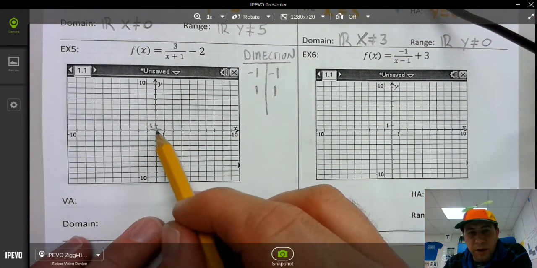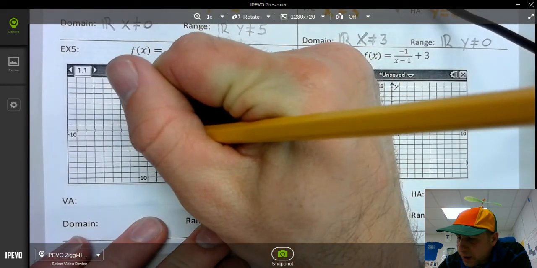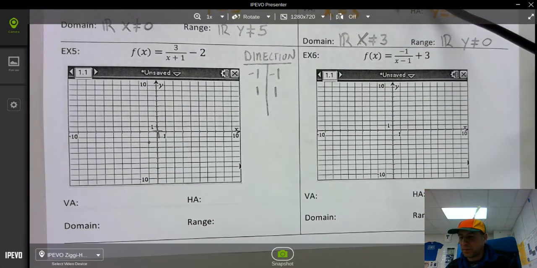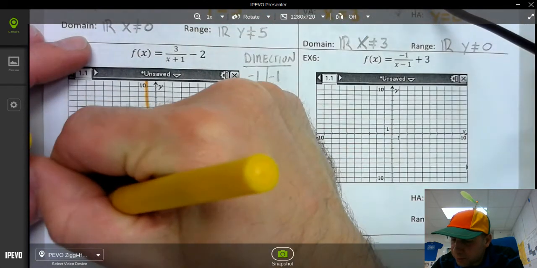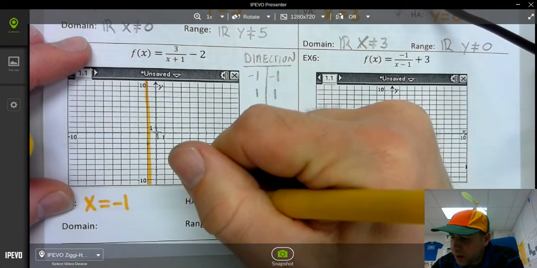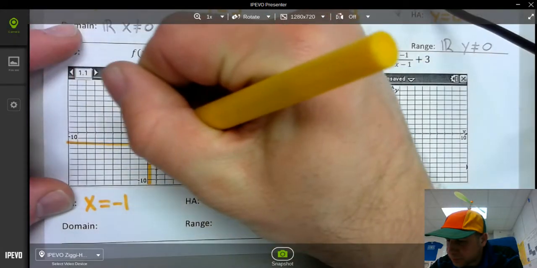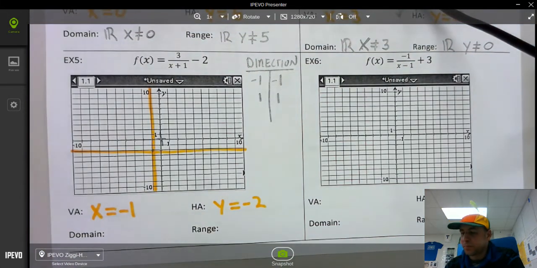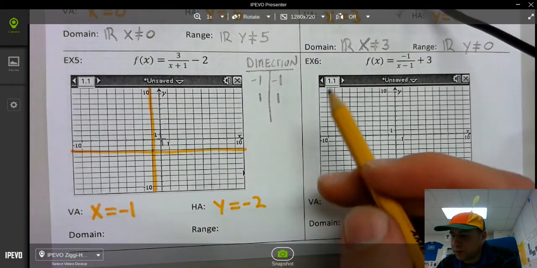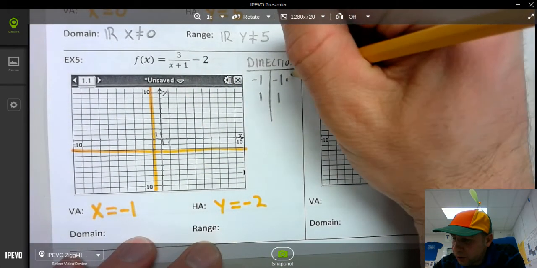We know we start at x equals 0, y equals 0, but in this case we go left 1, down 2. So our new vertical asymptote is x equals -1 and y equals -2. All right, so from our asymptotes we graph our directions. But wait, the a value is 3, so we need to multiply the y direction by 3.